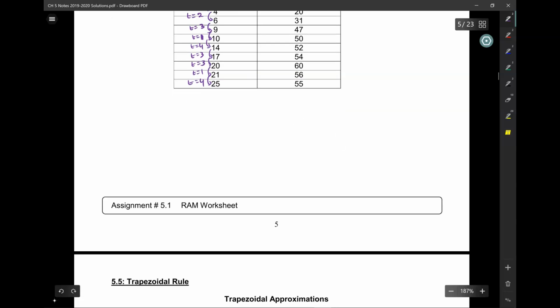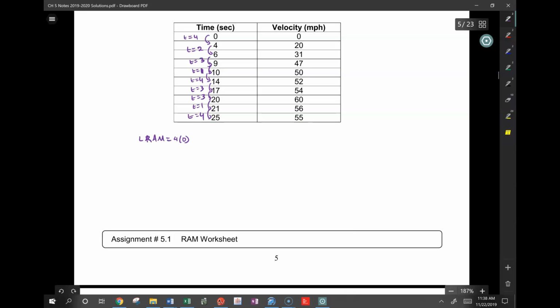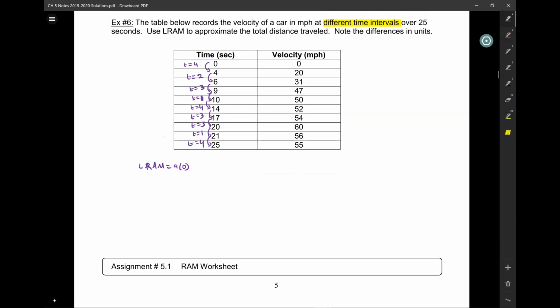Okay, so let's go ahead and do this. So LRAM, I want to keep the units for now. LRAM is going to be 4 times 0. Right? LRAM means you have to take that left endpoint, right? So it's the 0.